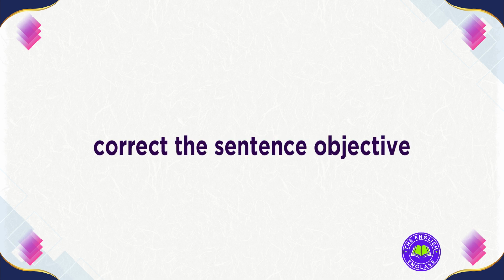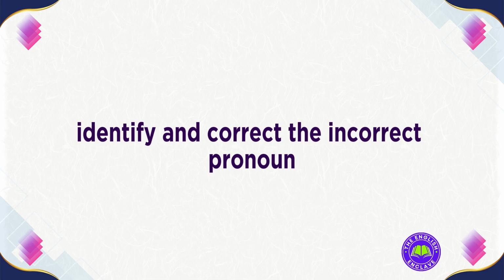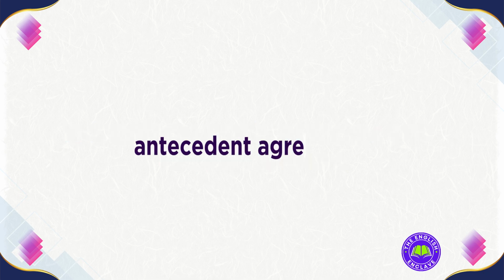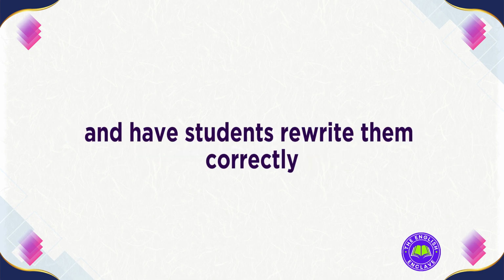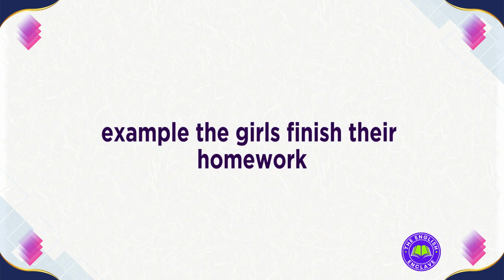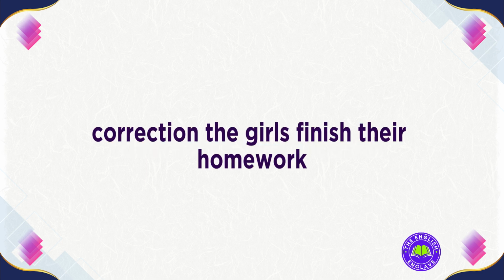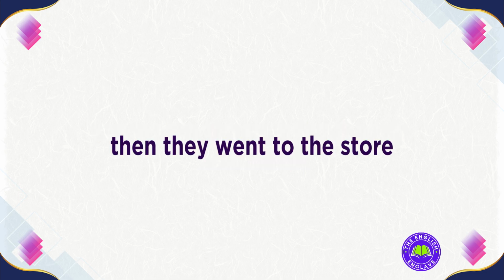Three, correct the sentence. Objective: identify and correct the incorrect pronoun usage. Instructions: provide sentences with incorrect pronoun-antecedent agreement and have students rewrite them correctly. Example: "The girls finished their homework. Then he went to the store." Correction: "The girls finished their homework. Then they went to the store."